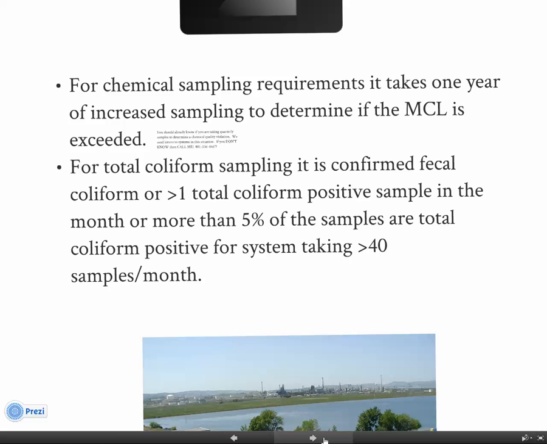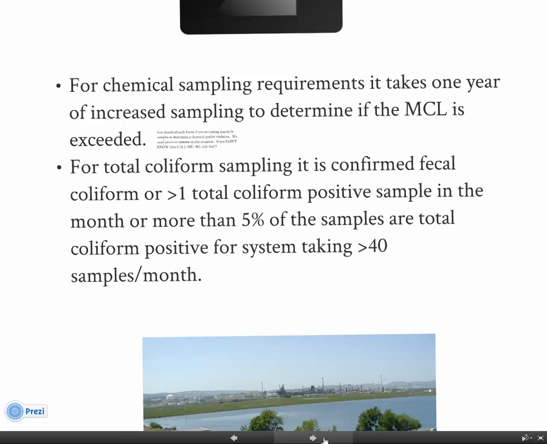So that's how you get a chemical quality violation. It takes a year after that first high sample, a year of operation and quarterly sampling, to figure out if you have a chemical quality violation. So then the next category of quality violations is for coliform bacteria.